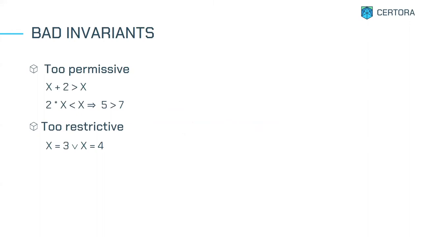So maybe just to clarify, there are actually bad invariants, and there are many ways to write bad invariants, but here I give you a few examples. The first one is a bad invariant: X plus 2 is greater than X. Can somebody help me? Why is it a bad invariant? What's so wrong with it? Tautology. Exactly, it's a tautology.